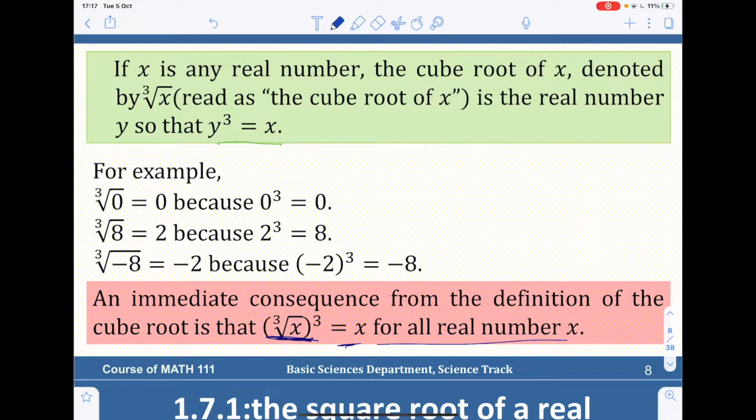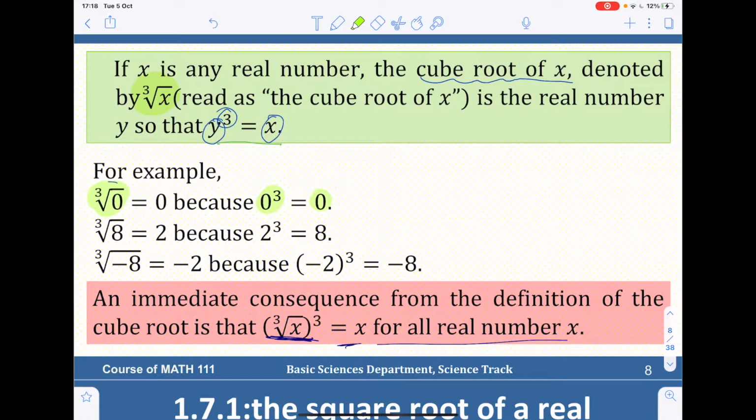Okay. So now for any real number x, what about the cube root of x? The cube root of x, we write it as the cube root of x. And here we want to write x as y to the power 3. So any value that is under the root, we want to write as a number to the power 3. For example, here we have the third root of 0 equals 0 because 0 to the power 3 equals 0.